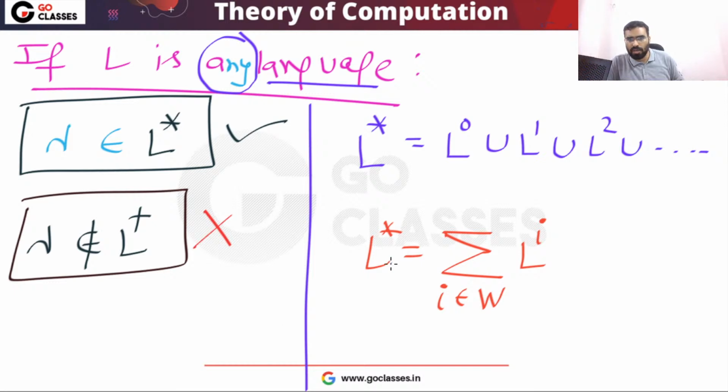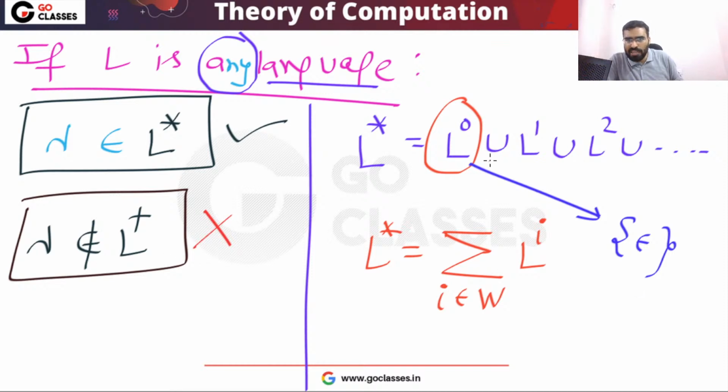So you can notice this is your L star. Now, what is L power 0? This we have already seen. For any language you take, L power 0 will be the set containing the empty string, correct? So finally I can say L star will always contain the empty string. So the empty string will always belong to L star.